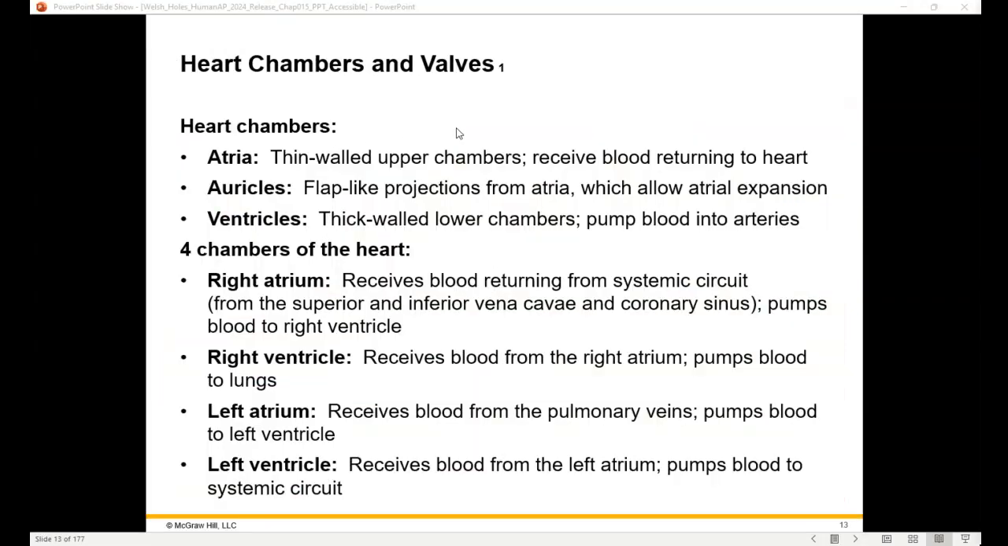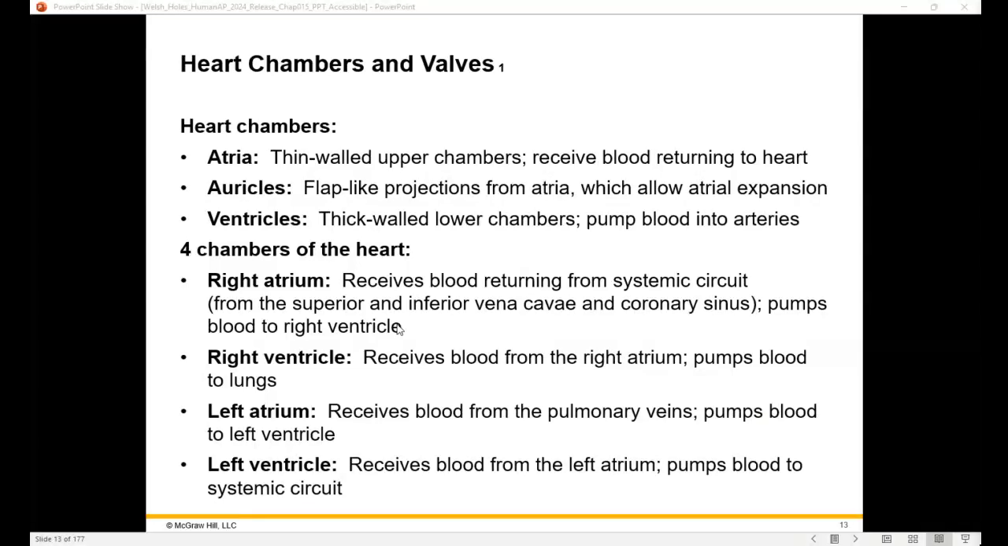Let's talk about the heart chambers and valves. So the heart chambers include the atria and ventricles. The atria are the thin-walled upper chambers. They receive blood returning to the heart. Then the auricles are flap-like projections from the atria, which allow atrial expansion. And then the ventricles, which are thick-walled lower chambers, and they pump blood into arteries.